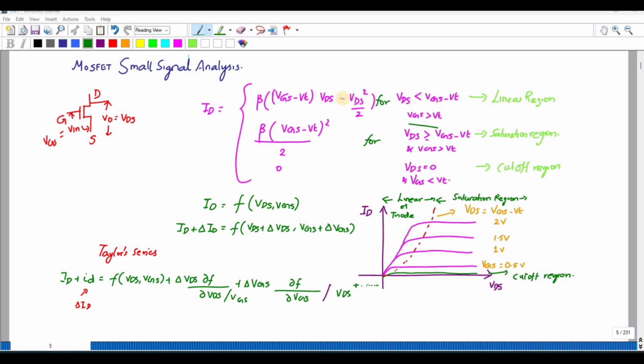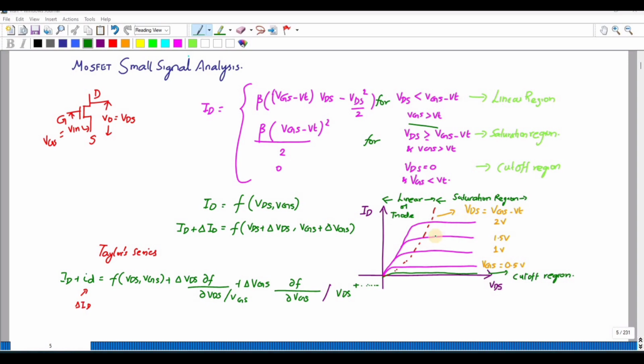So I can write ID is equal to F of VDS comma VGS. We know that ID is equal to 0 for the cutoff region, and ID is equal to beta times (VGS minus VT) the whole squared, divided by 2 for the saturation region, for the two conditions VDS greater than or equal to VGS minus VT and VGS greater than VT. And ID is equal to beta times ((VGS minus VT) VDS minus VDS squared divided by 2) for VDS less than VGS minus VT and VGS greater than VT. So this is your output curve.